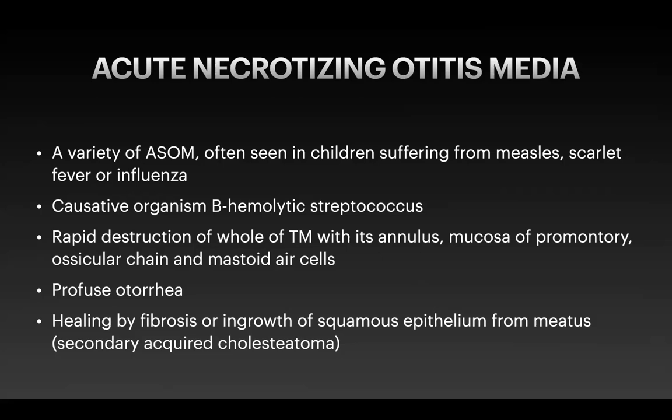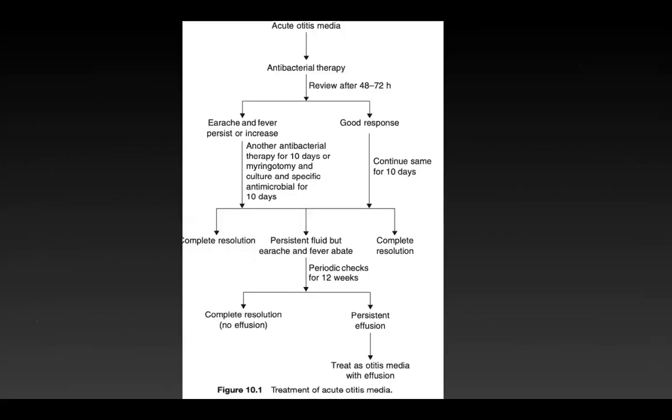It is caused by beta hemolytic streptococcus, characterized by rapid destruction of whole of TM with its annulus, mucosa of promontory, ossicular chain, and mastoid air cells. Patient may complain of profuse otorrhea, and its healing is by fibrosis or ingrowth of squamous epithelium from meatus, a condition also known as secondary acquired cholesteatoma.